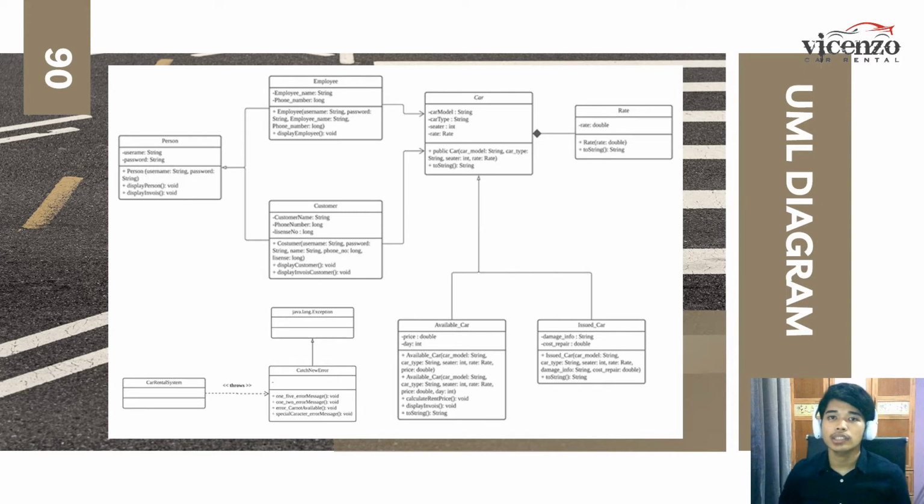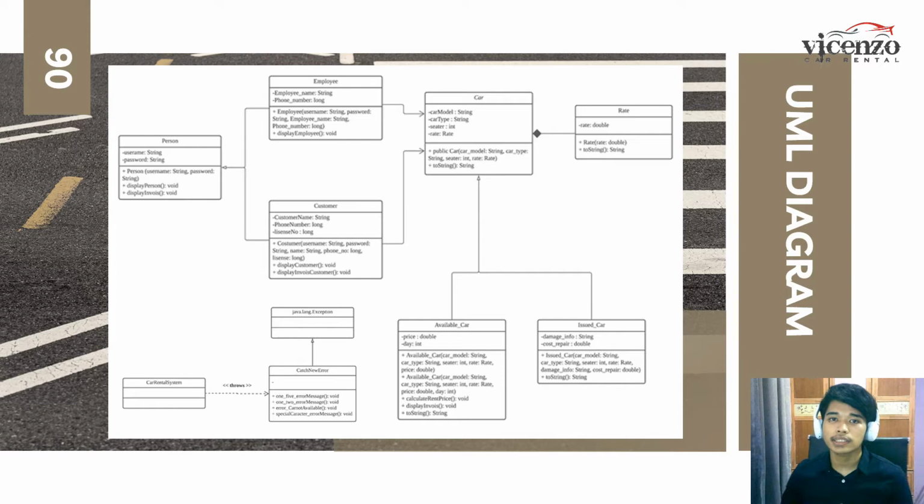User must key in username and password, and after that, user must choose between employee or customer. If user chooses employee, employee must key in employee name and phone number. And if user chooses customer, customer must key in their name, phone number, and license number. Class employee and class customer are connected and associated with class car.